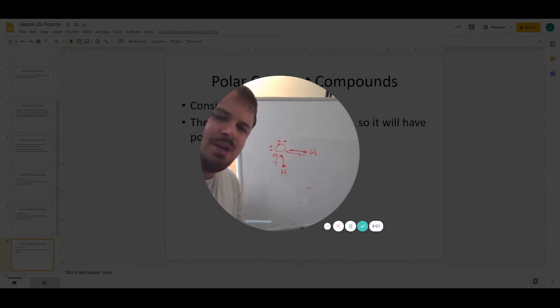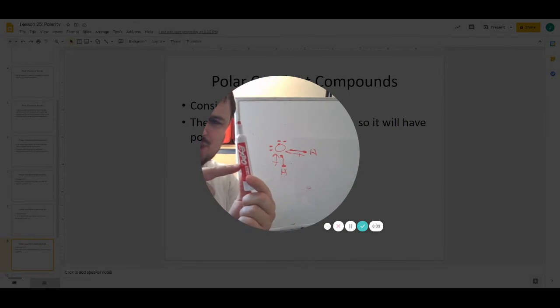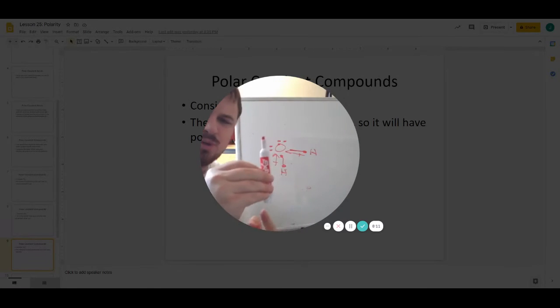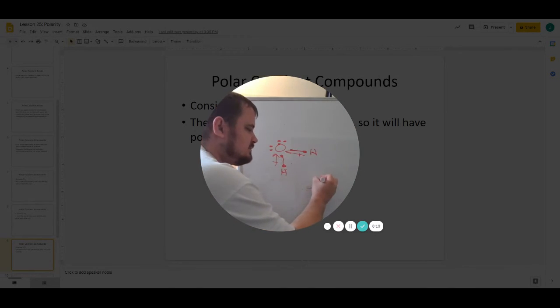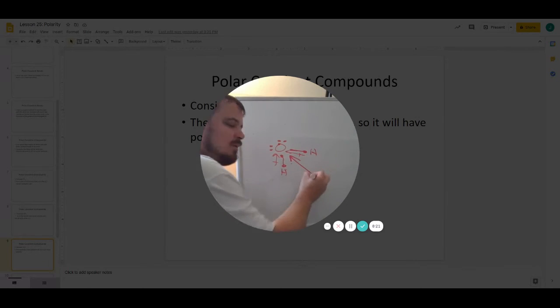So I want you to imagine if you take an object and you're pushing it in this direction, but you're also pushing it up at the same time, what's going to happen? It's going to go diagonal, both directions at the same time. So the final polarity of this will be that right there.